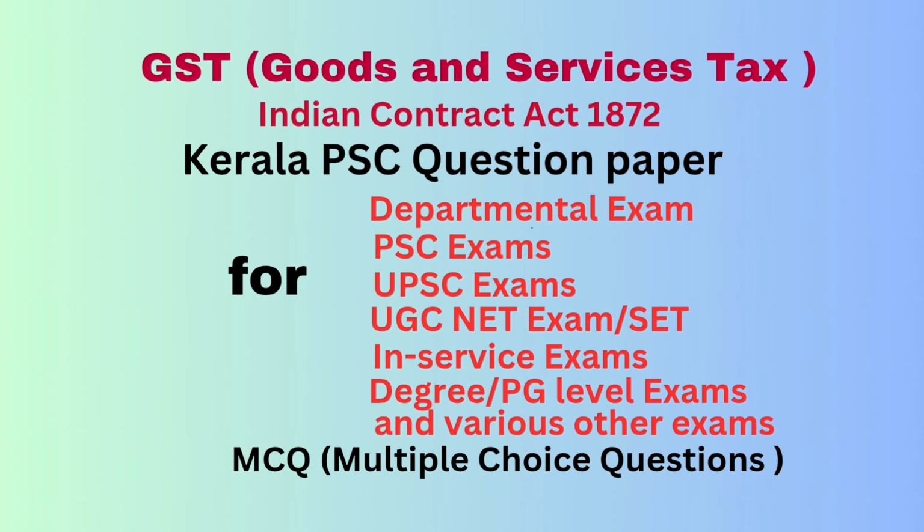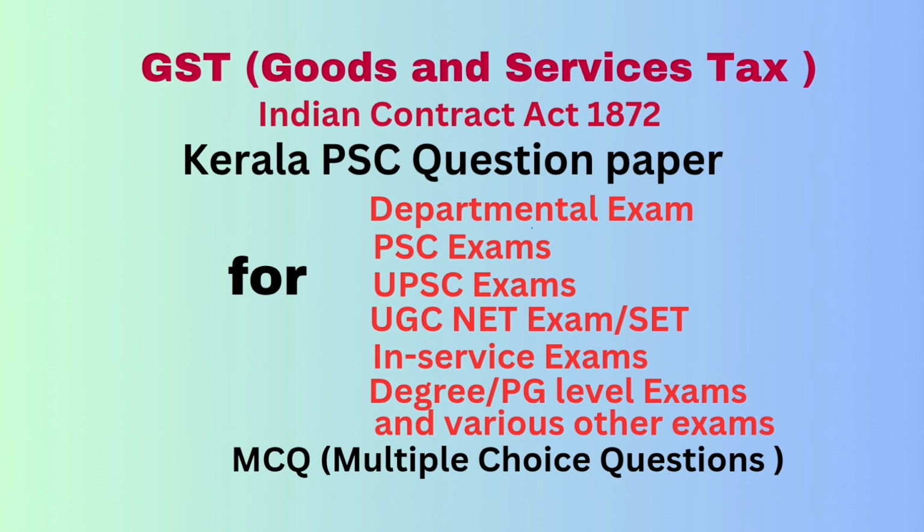Question number 8. The Goods and Services Tax Council is established under Article dash of the Constitution. Correct answer, 279A. Question number 9. How many chapters are there in the Central Goods and Services Act? Answer, 21.